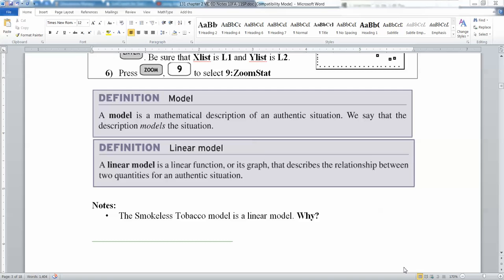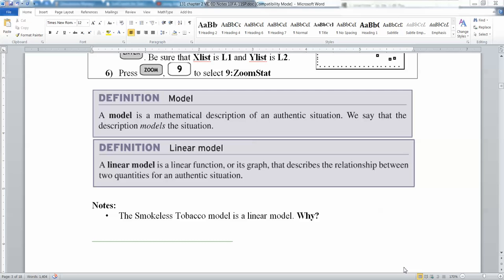A model is a mathematical description of an authentic situation. We say that the description models the situation. So a model being a mathematical description, what does that mean? Well, for us, it's going to be like an equation. It's going to be an algebraic equation that's going to model that real life situation.